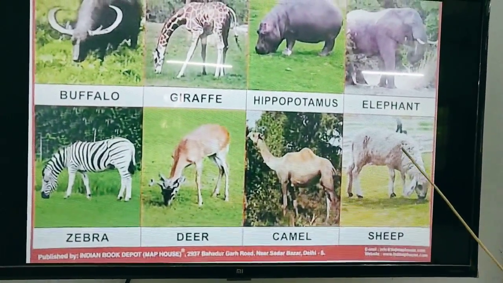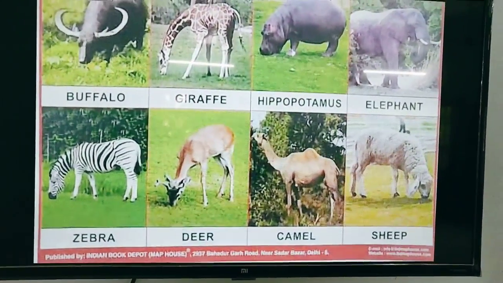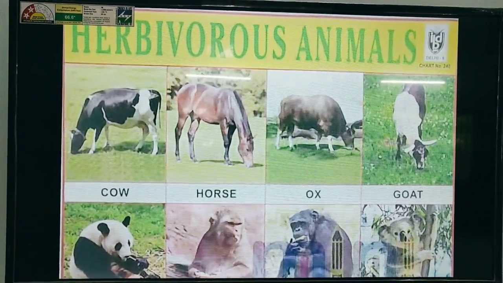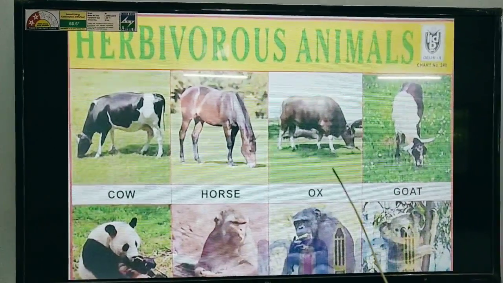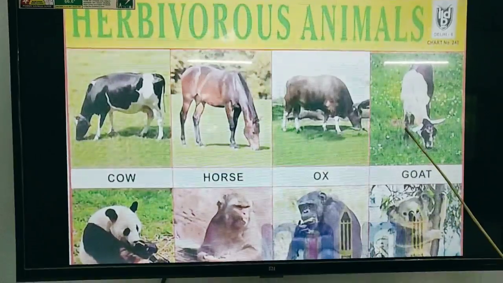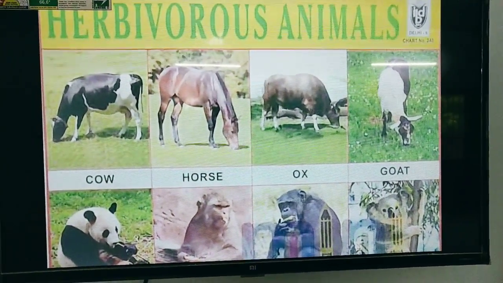So all these animals are herbivores, means they eat only the product of plants, right? So here you can see all these animals are eating only grass, right? Grass means grass is also plants, right? Right. So we are going to see some more examples.